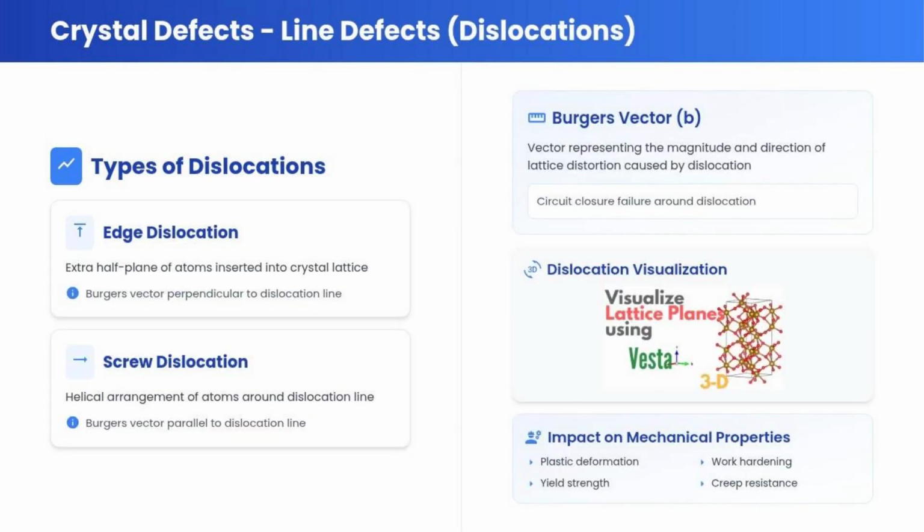Planar defects are 2-dimensional boundaries that separate regions of the crystal. The most common example is a grain boundary, where 2 small crystals, or grains, with different orientations meet. Materials with many small grains are often stronger because these boundaries act as roadblocks for dislocation movement. Volume defects, like pores or cracks, are even larger 3-dimensional irregularities.